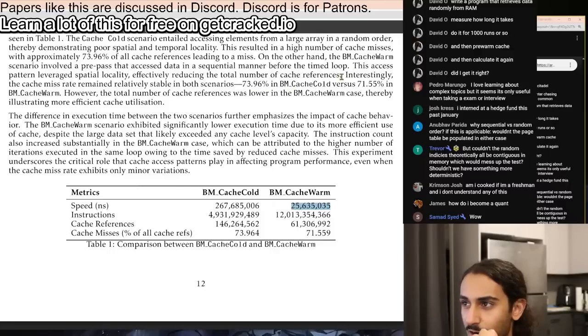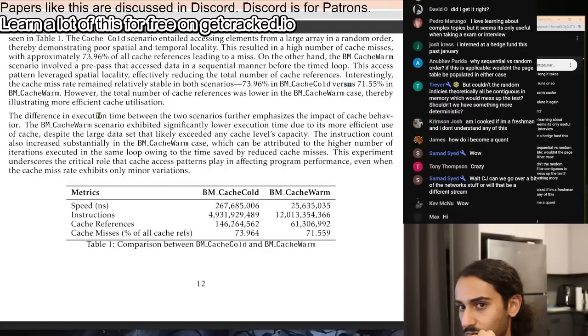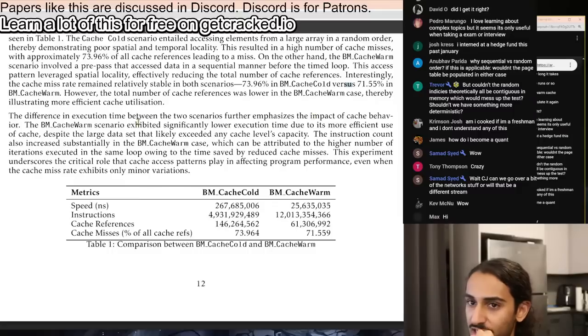So see what it says here. Interestingly, the cache miss rate remained relatively stable in both scenarios. However, the total number of cache references was lower in the warm cache case, thereby illustrating the efficient cache utilization. The difference in execution times between the two further emphasizes the impact of cache behavior.